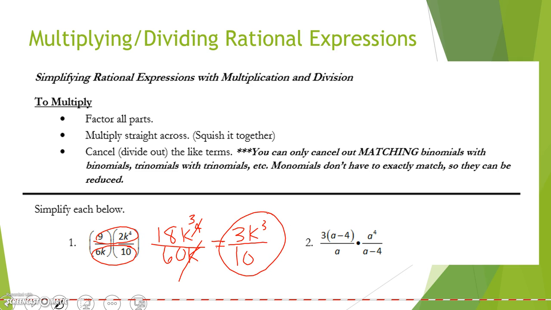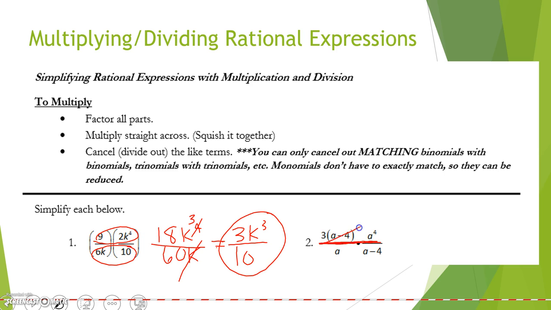For number 2, I do not have all monomials, so I do not want to multiply first. What I want to do is squish this together and make it one big fraction. I also couldn't factor anything because the top of the first one's already GCF, the bottom's a monomial, the top's a monomial, and the bottom of the second one cannot be factored. So I'm going to go to the third step where I cancel out like terms.